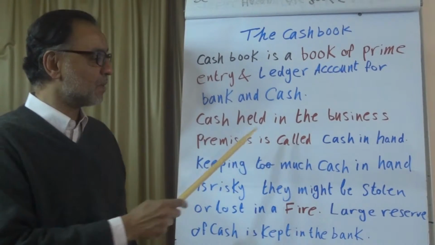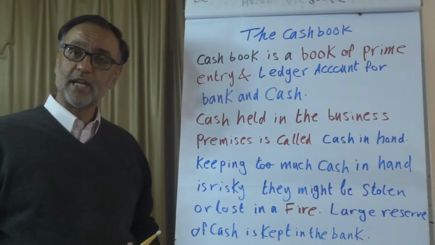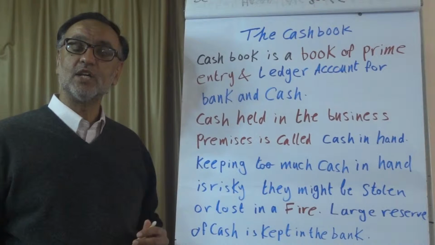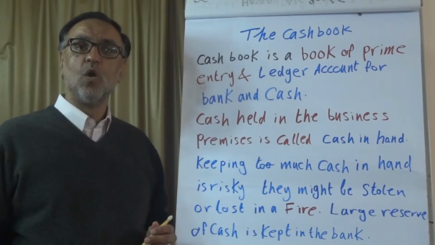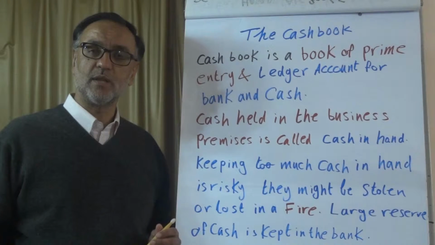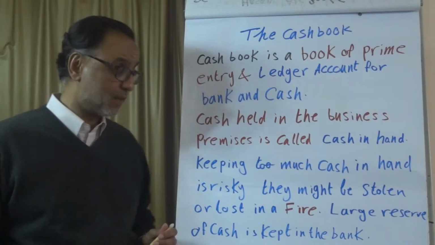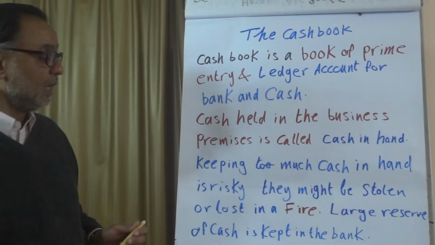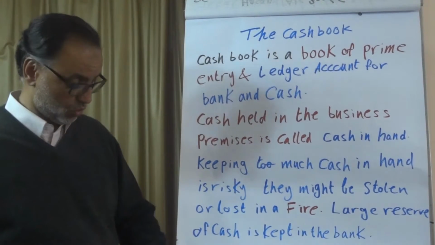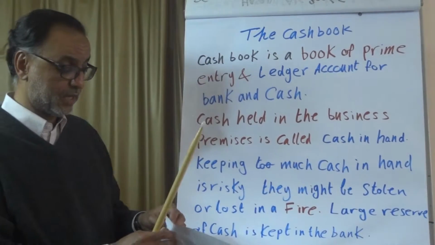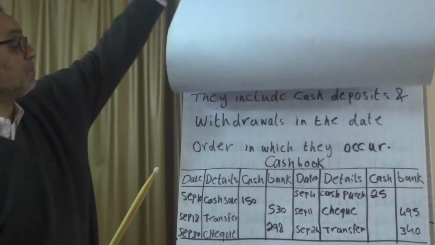Cash held in the business premises is called cash in hand. We have cash in hand and we have cash in bank, which we refer to as bank. Why don't we hold all the cash in the premises? Because it's risky. It might be stolen, it might be lost in a fire. So we have a large reserve kept in the bank. So when we talk about the cash book, it refers to both cash in hand and cash in bank.